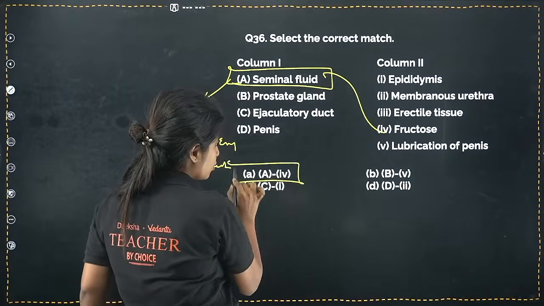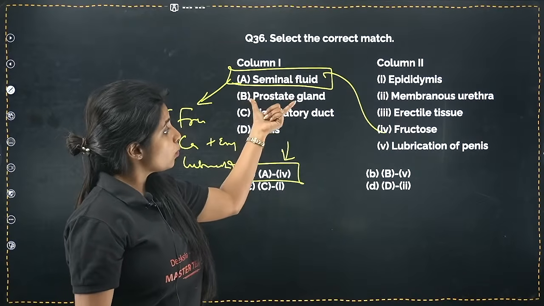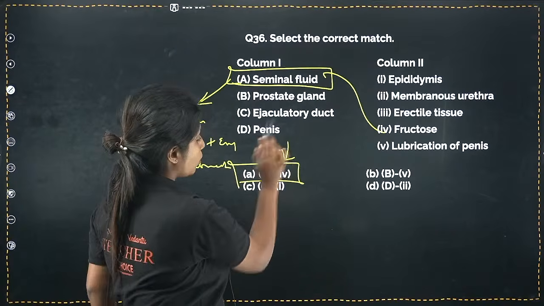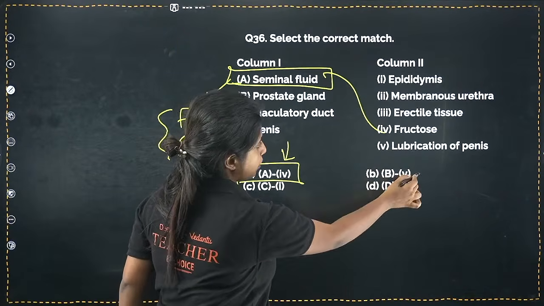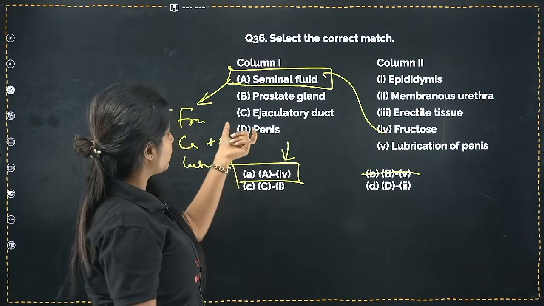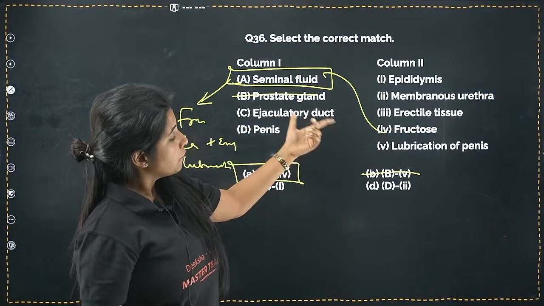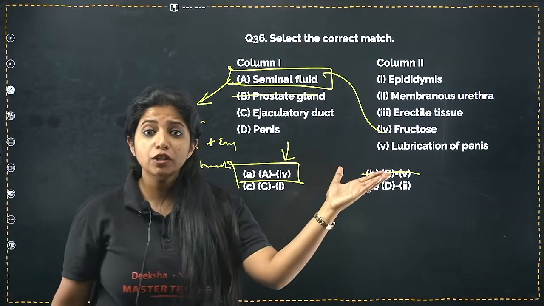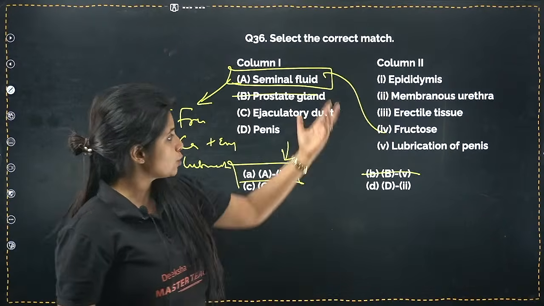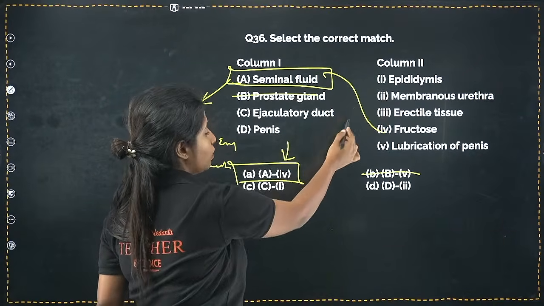Seminal fluid has fructose in it, so yes, A can go with 4 also. So this particular thing can be correct, so I'll keep it in one zone. Prostate gland is the one that releases either calcium or the enzymes. None of them is being mentioned over here, which is why I cannot go with any of that. So B goes with 5, that will be a wrong statement, because lubrication of penis is done by bulbourethral gland. Now what are we left with? Ejaculatory duct is the one which is going to carry the sperm to the urethra, but that is again not being mentioned over here, right? So here C is written as 1. C goes with 1, obviously no.